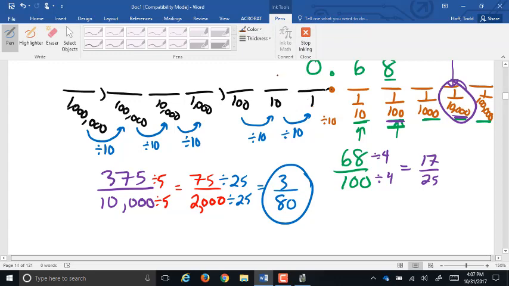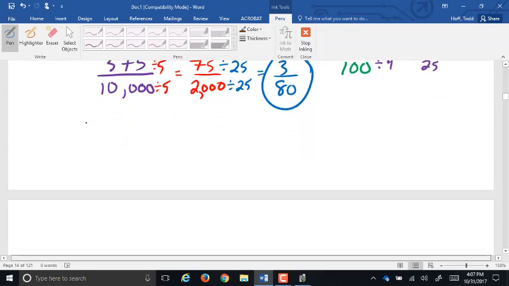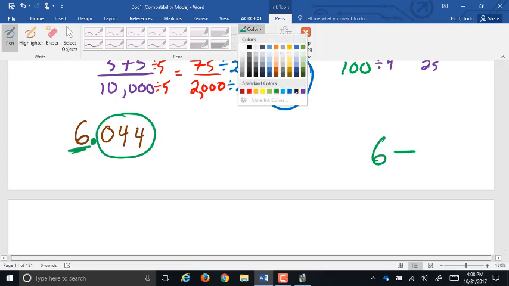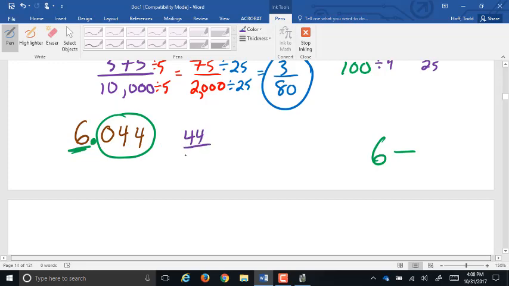If there is a number in front of the decimal point, like 6.044, just like fractions have mixed numbers, decimals have mixed numbers. And when we convert this into a fraction, it becomes a mixed number. The part in front of the decimal point is the whole number, the 6. So now we just have to find the fraction from the portion that comes after the decimal. That's going to be read as 44. This is tenths, hundredths, thousandths.